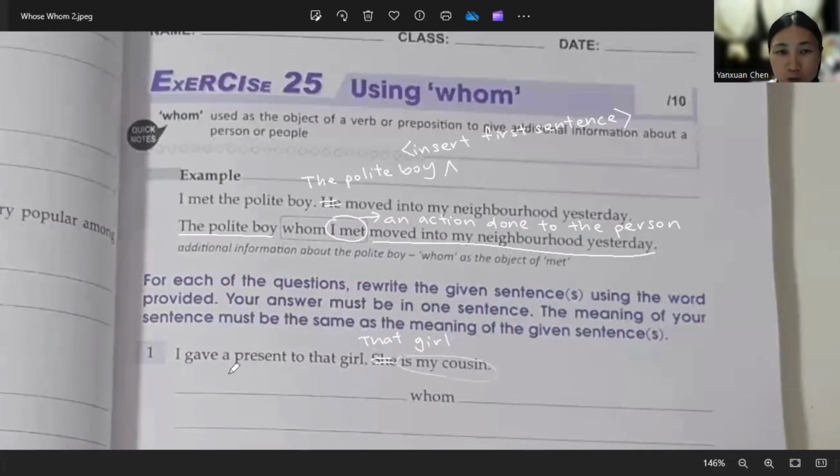Okay, then you fill in the blanks here first. You write the main sentence here. That girl is my cousin. Okay, so what should happen here is you must insert the first sentence. So here is to insert the first sentence.